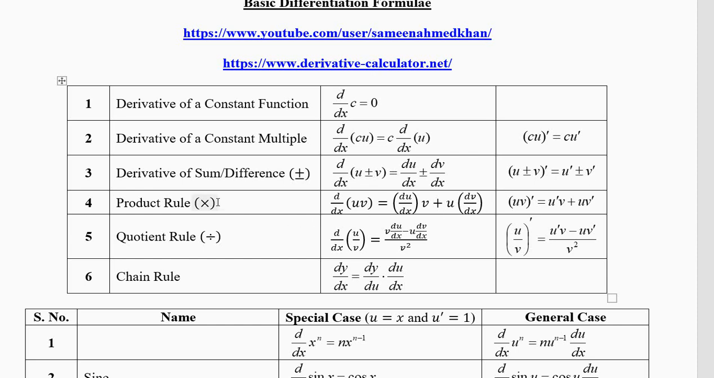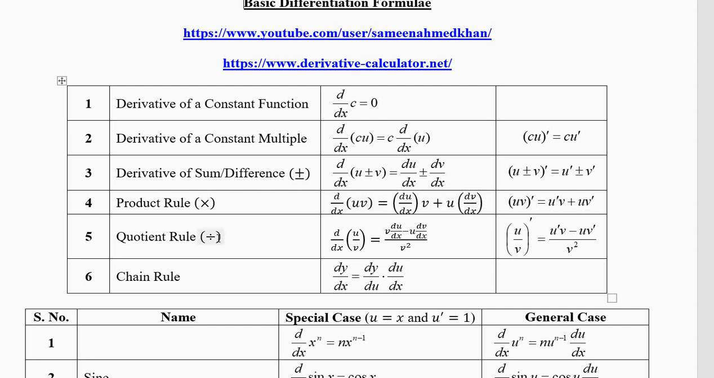Next comes the multiplication, and the grammar is product of two functions u and v. The derivative of the product of two functions is the derivative of the first function into the second function plus the first function into the derivative of the second function. uv whole prime is equal to u prime v plus u v prime. This comma is called prime.